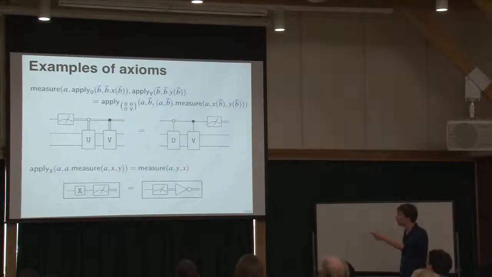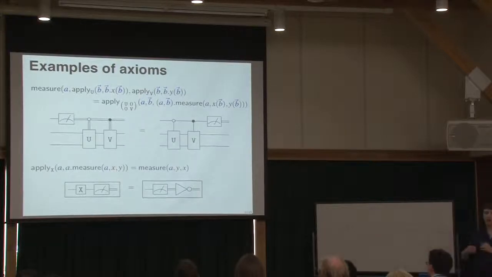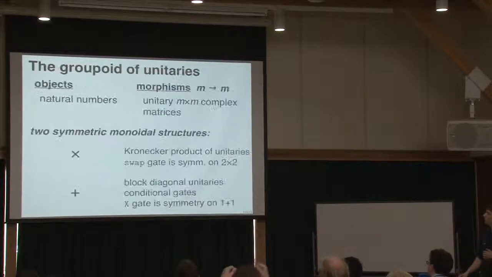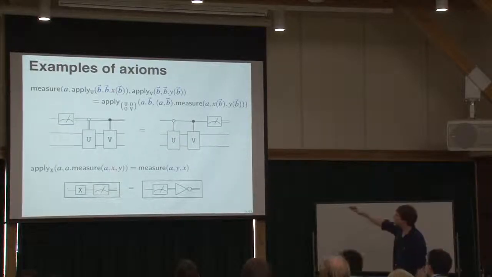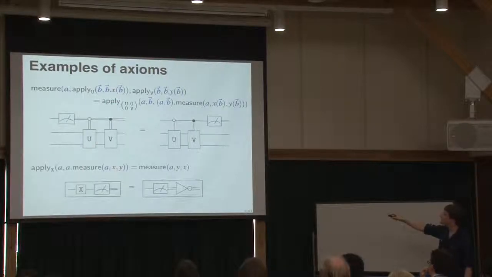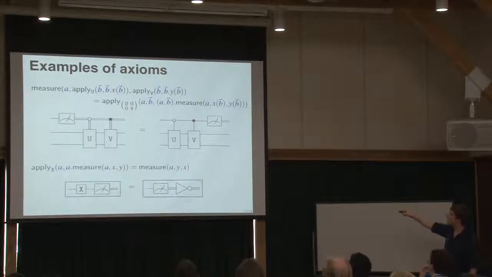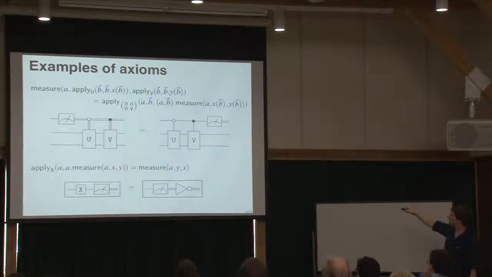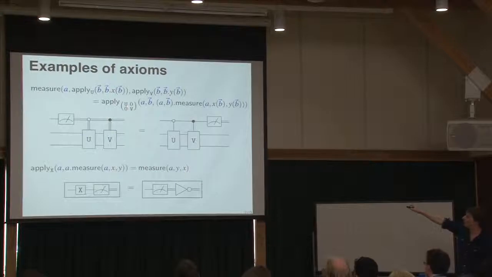So now I want to say in the syntax that measurement interacts with the sum structure of the groupoid of unitaries. So let me say that. Here again is the algebraic expression for saying that, but you can draw it in diagrams in this case. It says if I measure, and then depending on what I measured, I apply the unitary U or the unitary V, it's the same as applying a controlled unitary, U or V, and then measuring afterwards. And the controlled unitary is just the block diagonal of U and V.